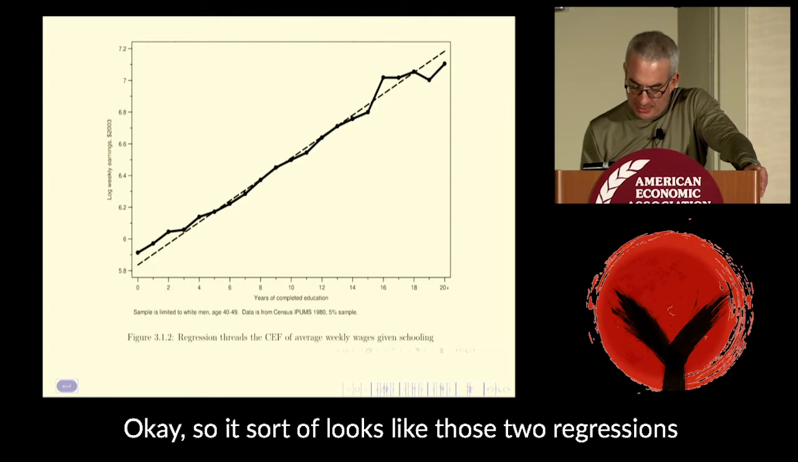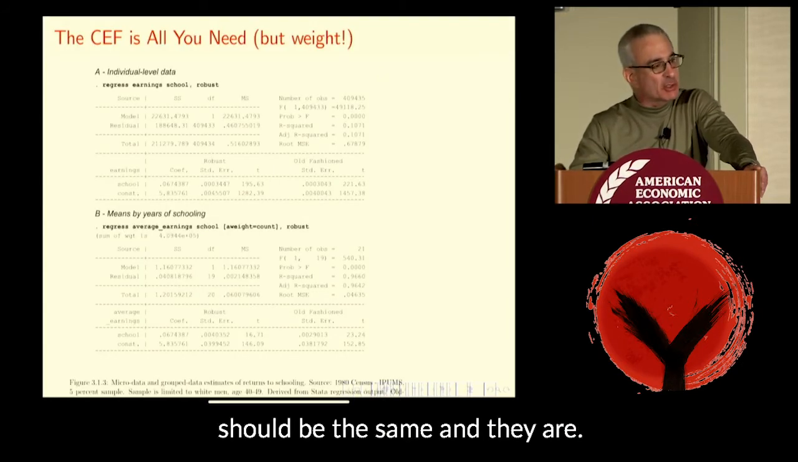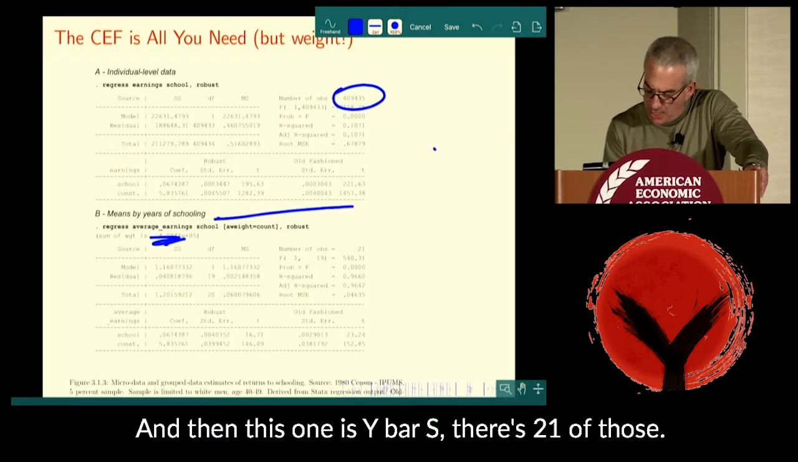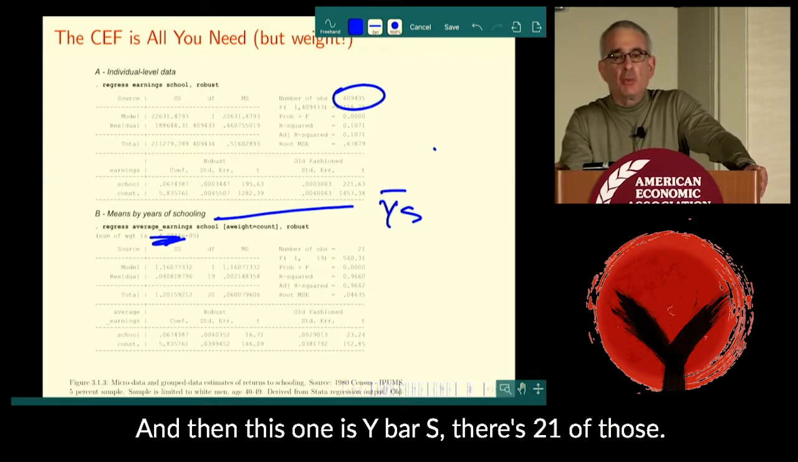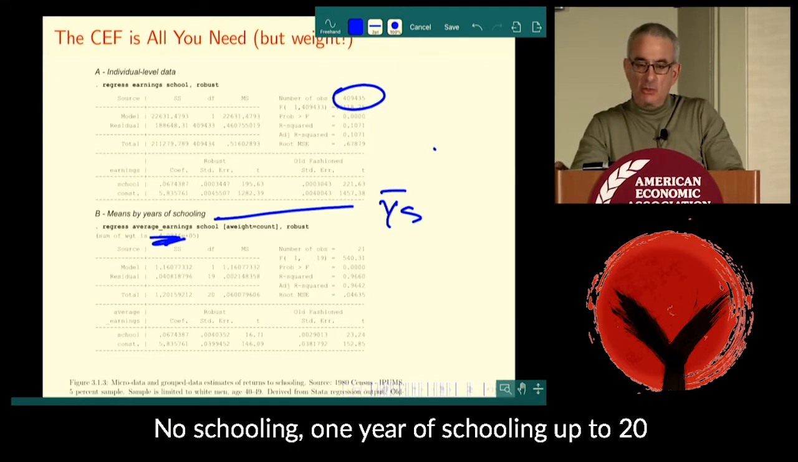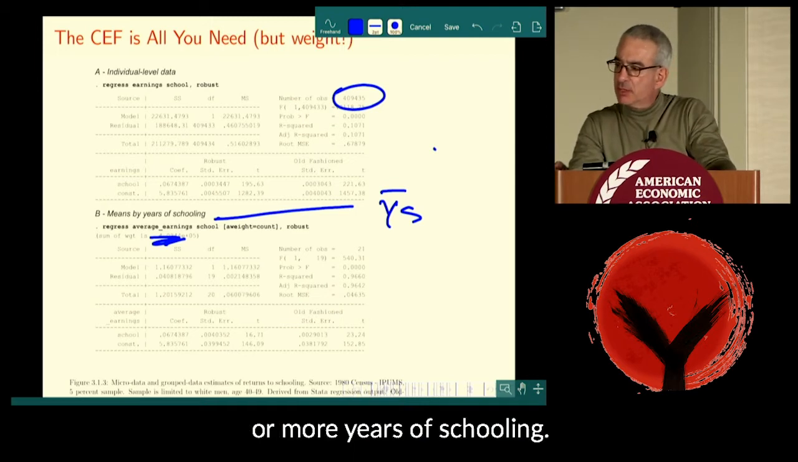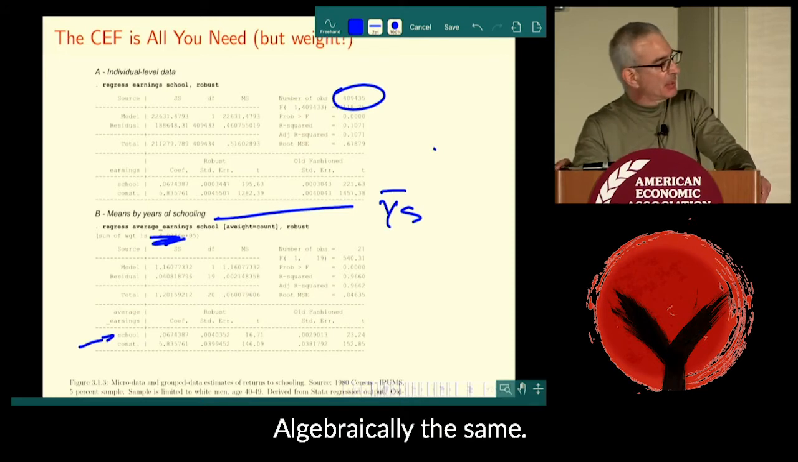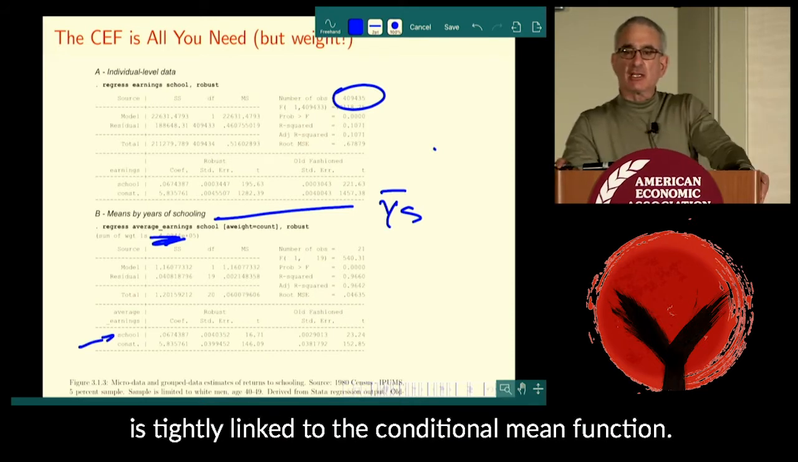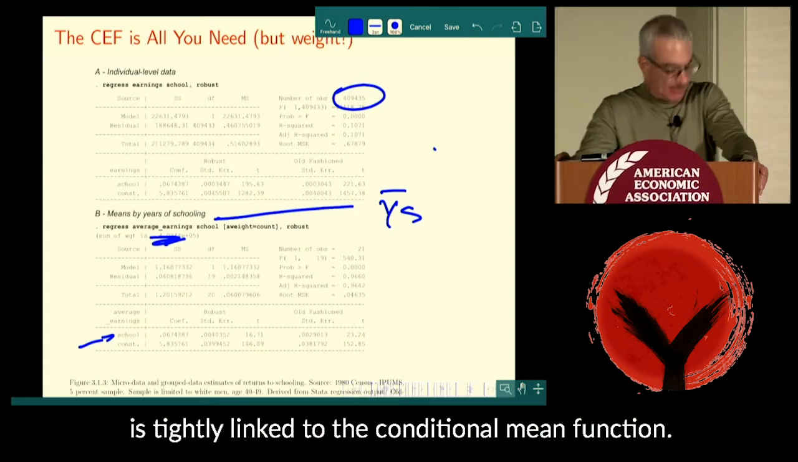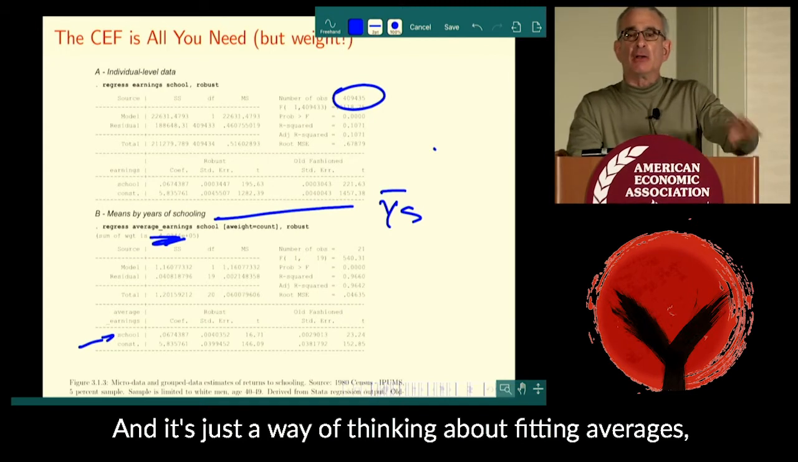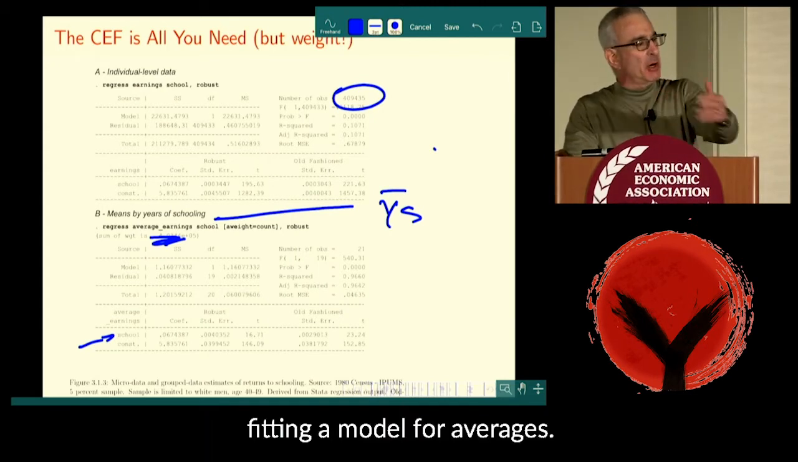Okay, so it sort of looks like those two regressions should be the same, and they are. So here's the 409,000, and then this one is y bar s. There's 21 of those. No schooling, 1 year of schooling, up to 20 or more years of schooling. Algebraically the same. So this shows you that regression is tightly linked to the conditional mean function. And it's just a way of thinking about fitting averages, fitting a model for averages.